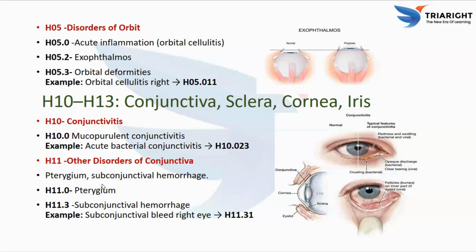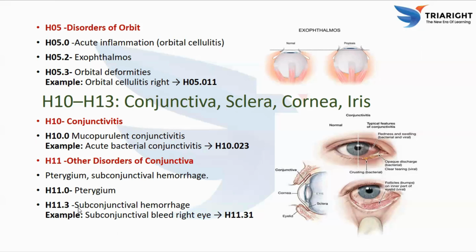This pterygium is common in people who are exposed to sunlight, like UV radiation, dusty environments, and also wind exposure. What are the symptoms of pterygium? Redness, irritation, and it may affect vision if it is large. So whenever a patient is diagnosed with pterygium, you have to assign the code H11.0.